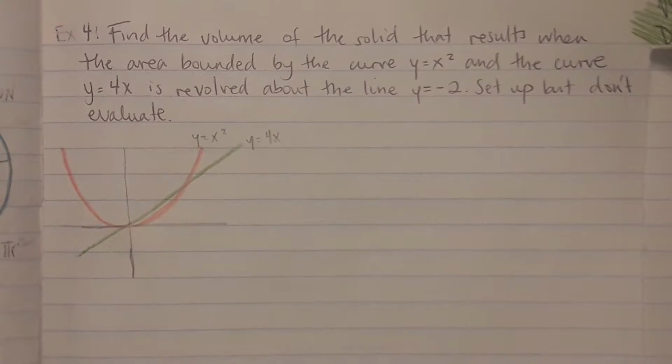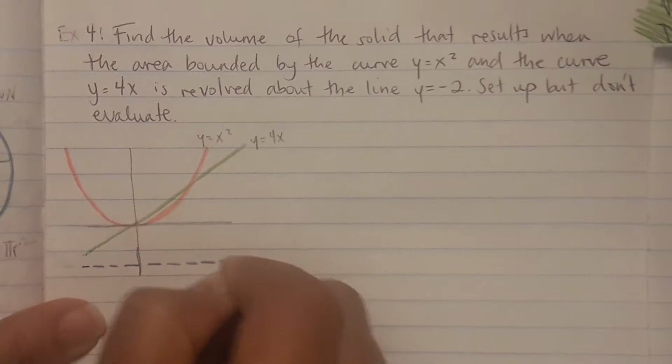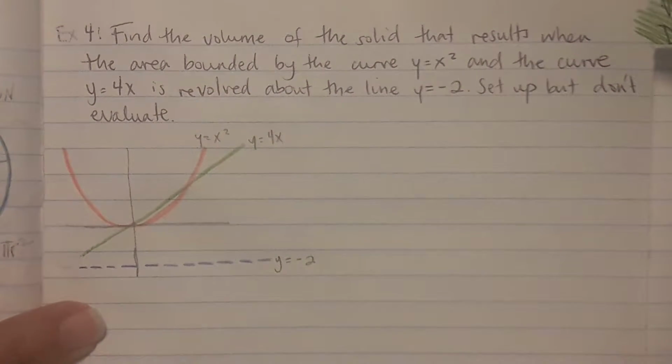This is a listening check. Color in set up but don't evaluate. So that's the line y equals -2. So we're going to take that little shape, the area between those two curves, and rotate it around that.